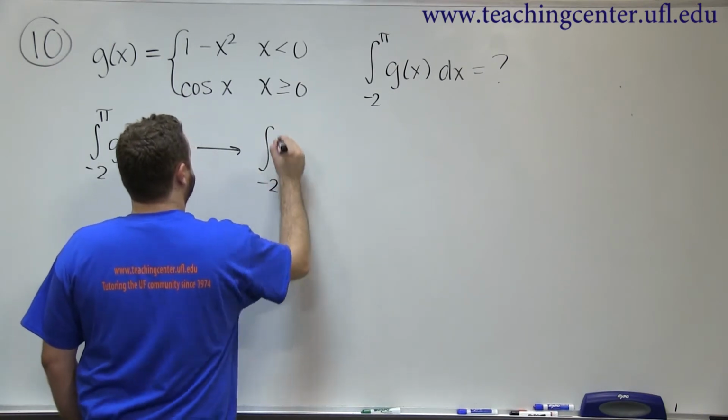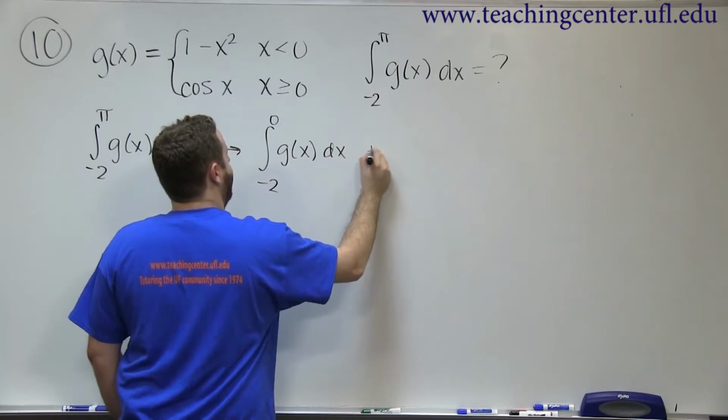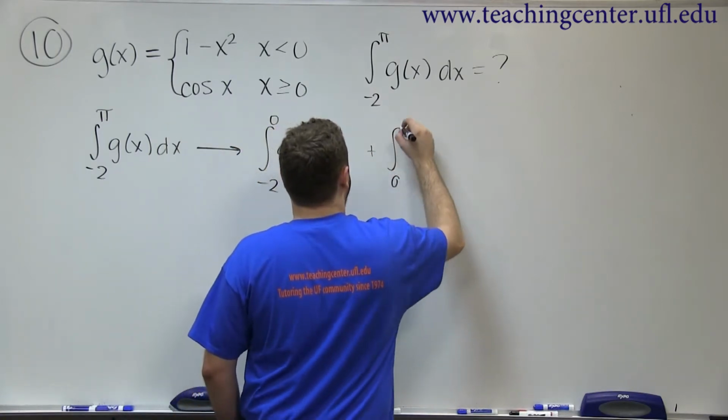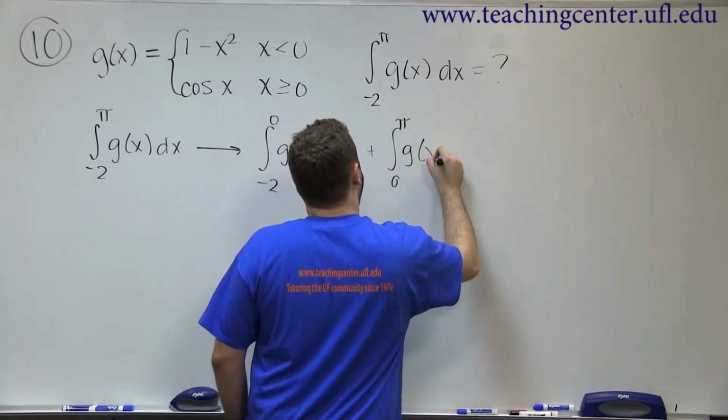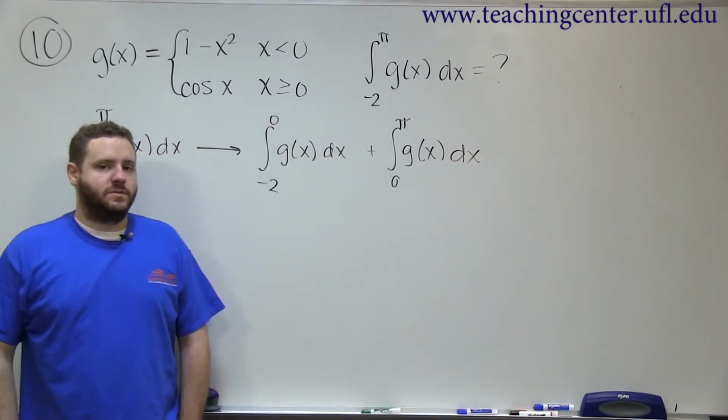We're going to have to do the part that's from -2 to 0, and then we're going to have to add it to the part from 0 to pi. We have to do that because we have a different function in each of those ranges.